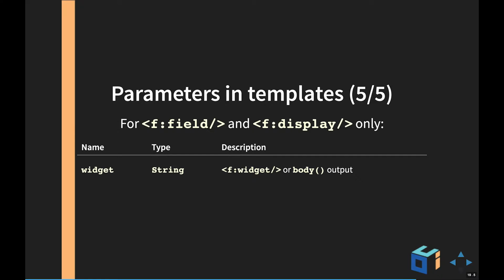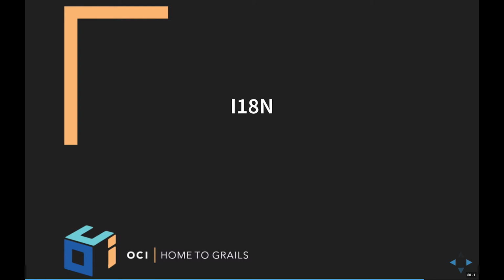And then finally, when you render the field and display wrapper, you get the widget rendered out for you. So that's already an HTML string containing what the widget would look like. So you can insert that into your code, or it's the evaluated body. So depending on if you have a body inside your field or display, or you're just trying to render the property.